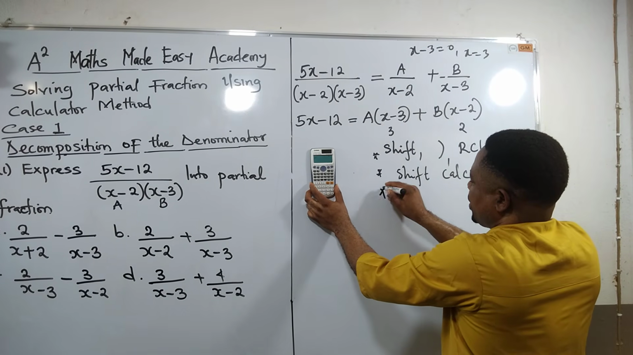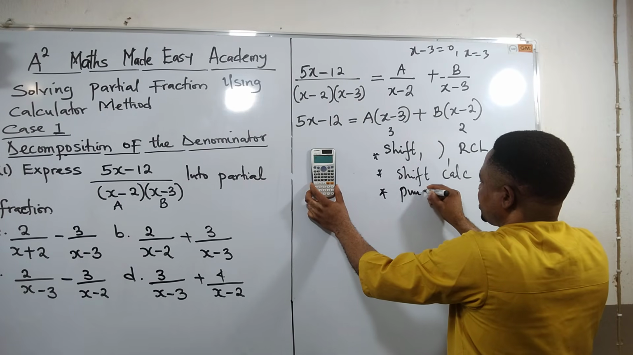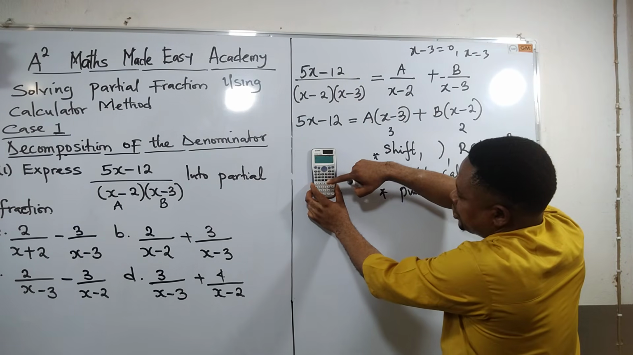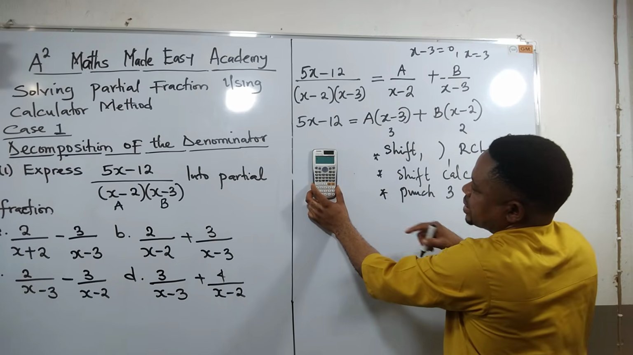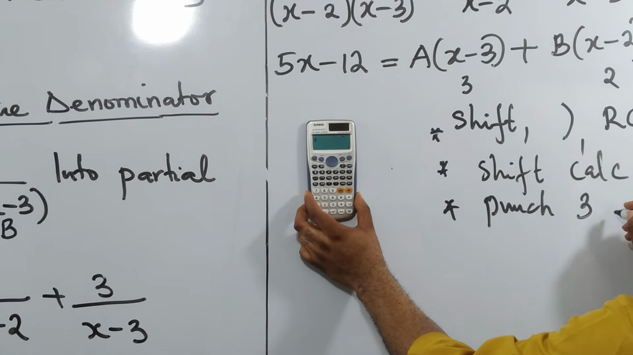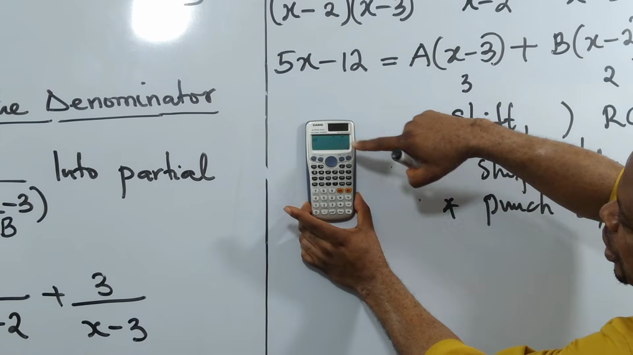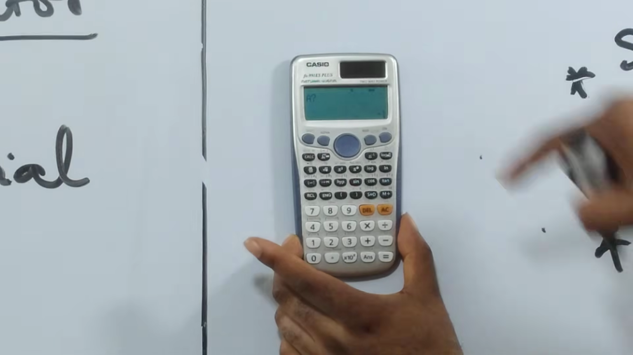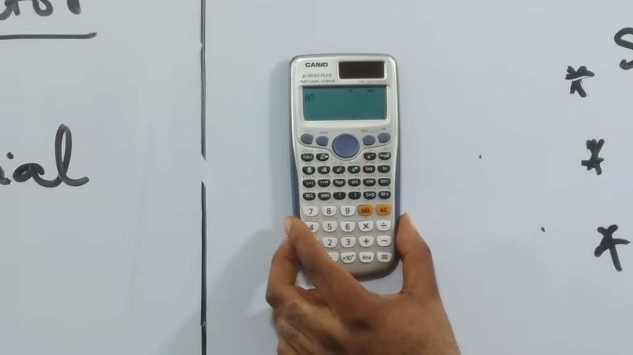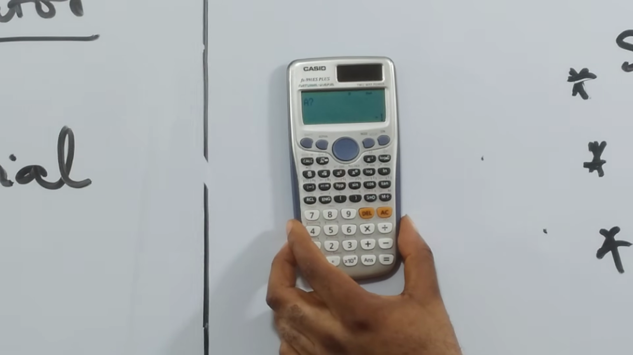Next is to key in 3. Punch 3. Are you there? If you punch 3 now, watch out. It has not given us 3. Then punch equal to. Look at it here. Punch equal to. It has given me a question mark. Now, if it has given me a question mark, what do we do?